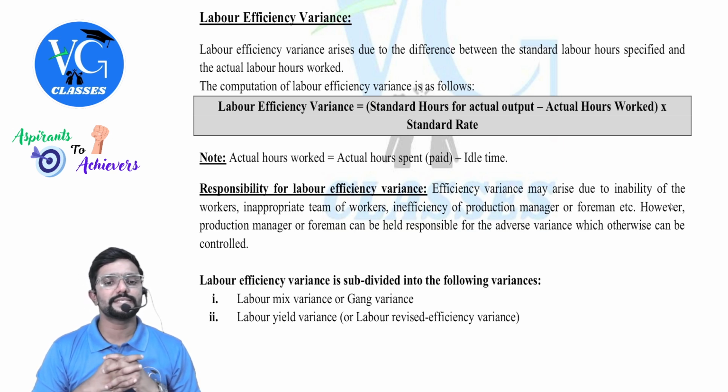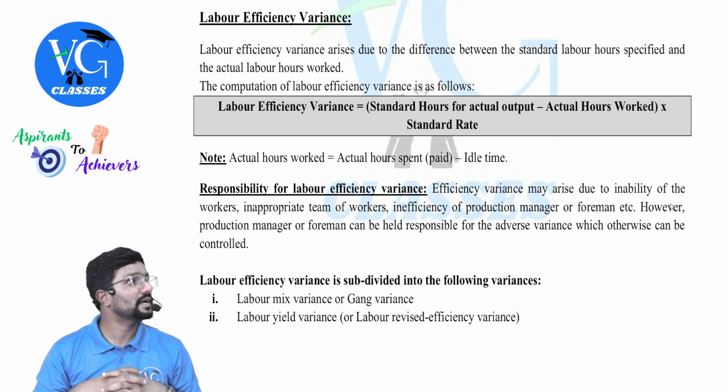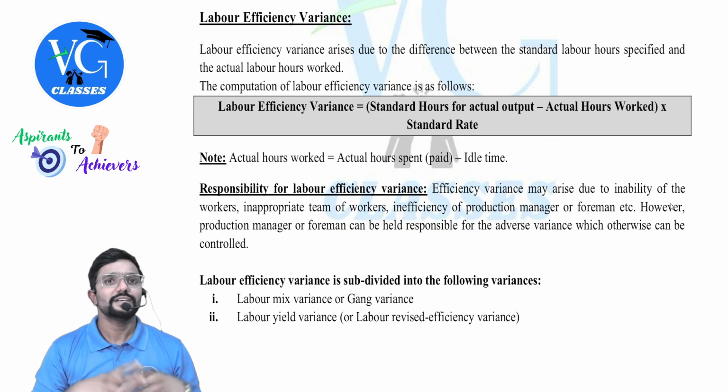Labor efficiency variance is subdivided into the following variances. Labor mix variance, which we also call gang variance. Gang means a gang of employees or workers.